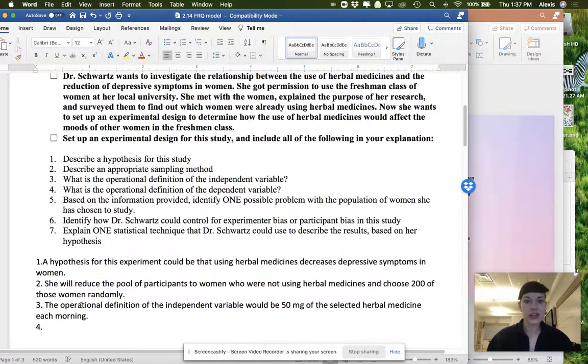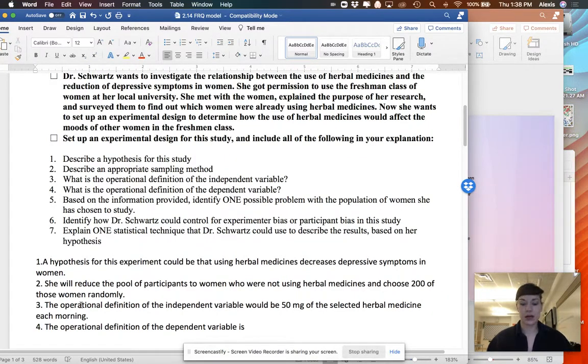4, what is the operational definition of the dependent variable? Okay, so I remember that the dependent variable is the effect, right? The one that's the result. So that would be their moods or their depressive symptoms. So I'm going to say the operational definition of the dependent variable is, and I want to say specific symptoms, and I want to do the frequency. So I'm going to say the frequency, because we're looking at if they're reduced, right? Not if they go away altogether, but if they're reduced. So I'm going to say the frequency and severity of depressive symptoms.